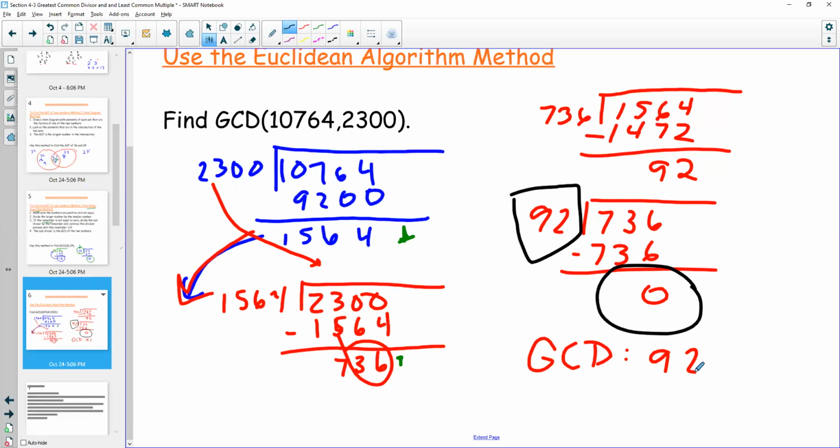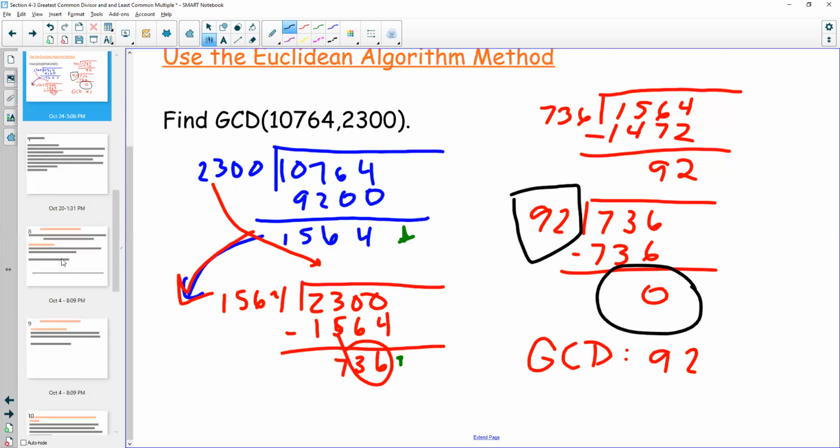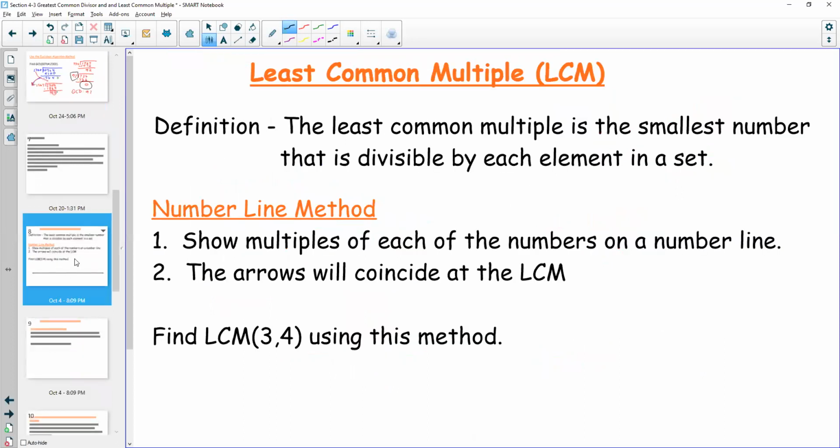All right, let me change my slide. There is a game in here we are not going to play. I'm going to skip it, and we're going to move on to least common multiples. The least common multiple is the flip side of the coin. It is the smallest number that is divisible by each element in a set.